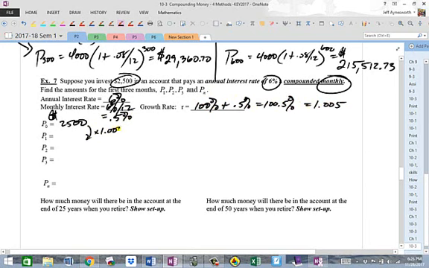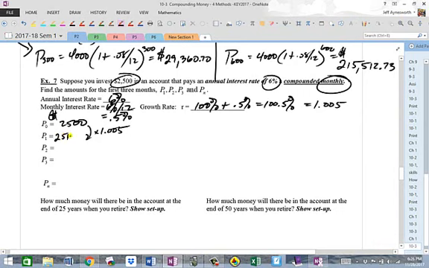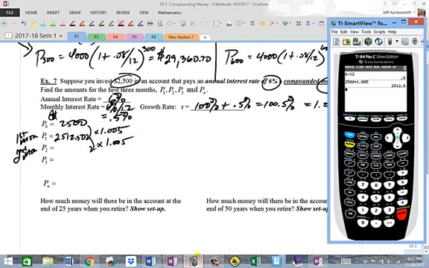So I got to multiply it by 1.005. So enter in 2,500 times 1.005, and I get $2,512.50. So I just made $12.50 in 1 month. So this is the first month. What happens in the second month? Let's multiply it by your growth rate, 1.005, and you get $2,525.06.